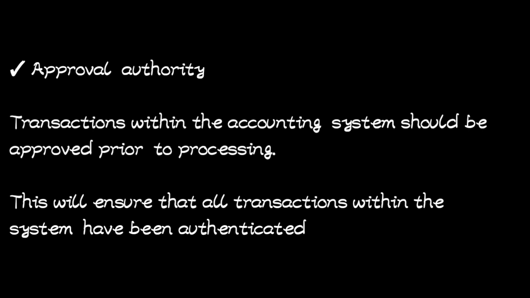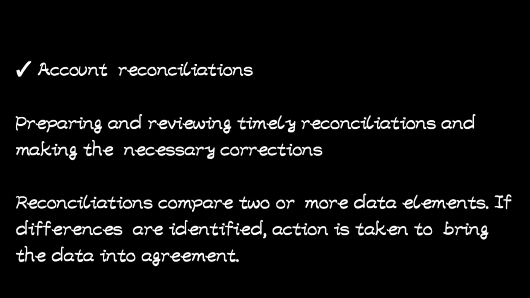Another control activity is approval authority. So this makes sure that transactions within the accounting system are authenticated. Authentic is something that is real or original. So it makes sure that the transactions within the accounting system are original. That is approval. Another control activity we have is account reconciliations.